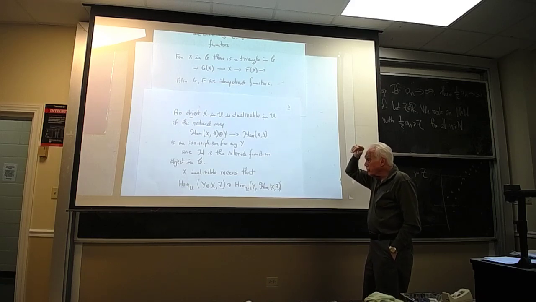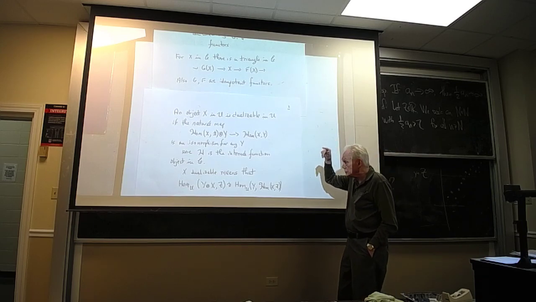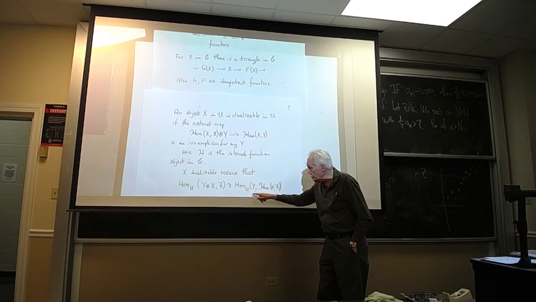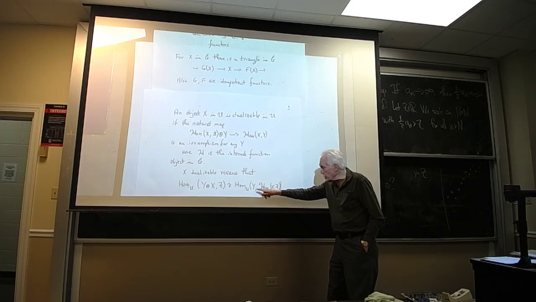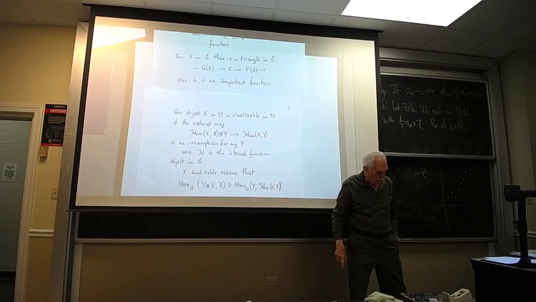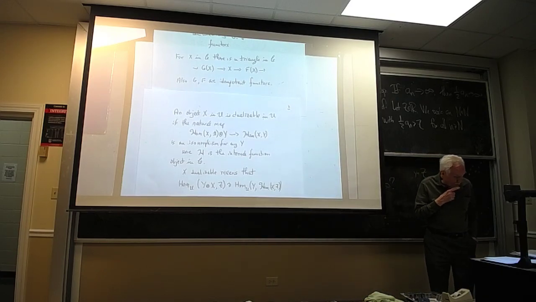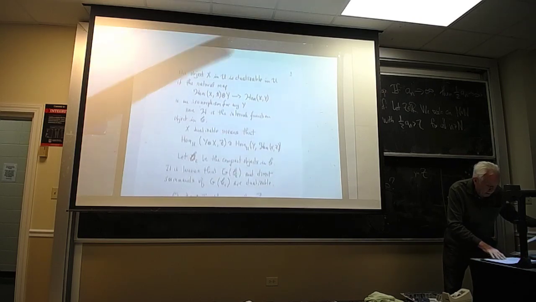One of the consequences of dualizability is that if X is dualizable, then you get an isomorphism here, and again, that's the internal hom. Okay. So let's see. So what do we learn?